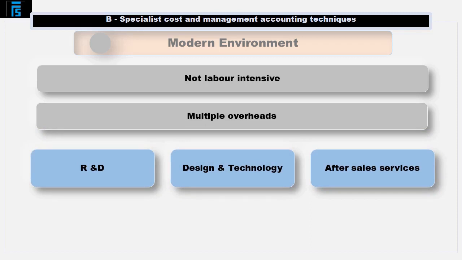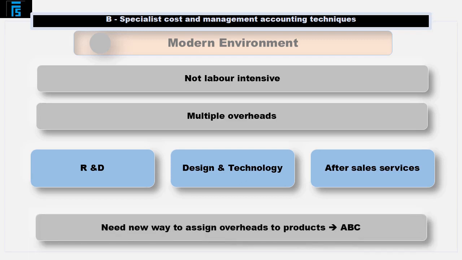Different products consume these company resources in different ways, thus incurring overheads at a different rate. So, bearing this in mind, activity-based costing looks for a new way to trace overheads to products. In other words, a new way to absorb.